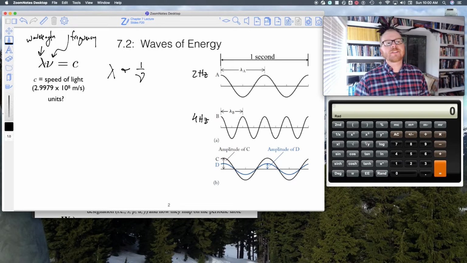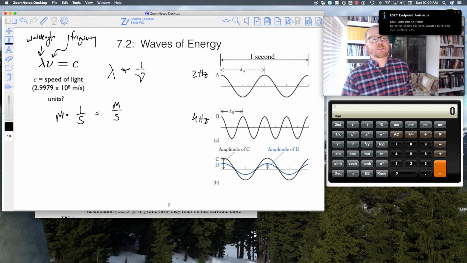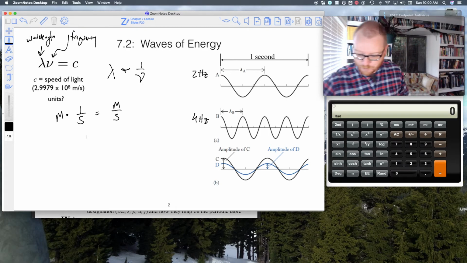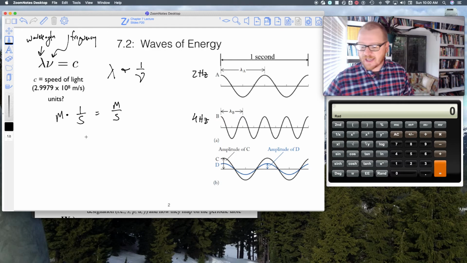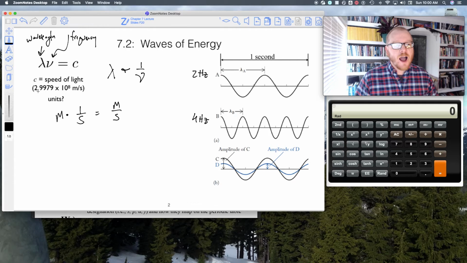And so now the frequency times the wavelength always has to equal the speed of light. So if we play with these units for a minute, if I have wavelength in meters and frequency in 1 over seconds, you can see that gives me meters per second. And when the wavelength is expressed in meters and the frequency is expressed in 1 over seconds, it's always going to equal the speed of light, which is some crazy number, right? Roughly 3 times 10 to the 8 meters per second.